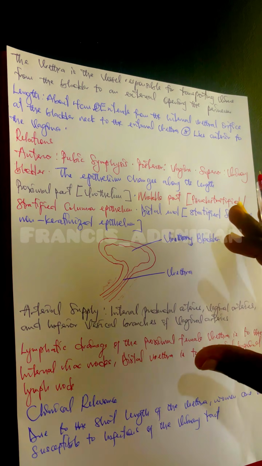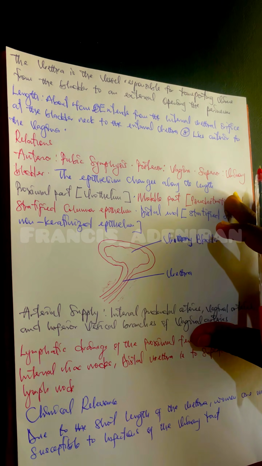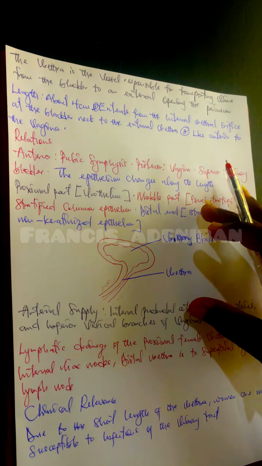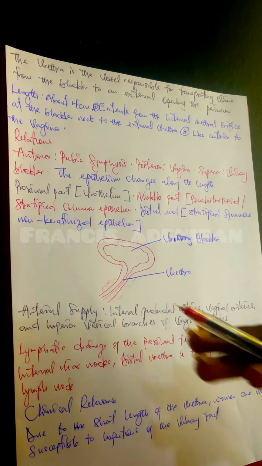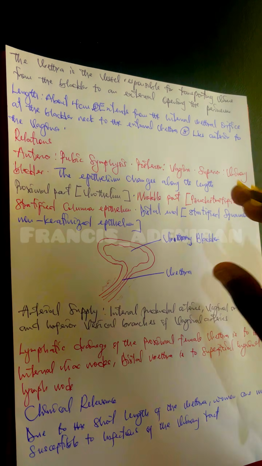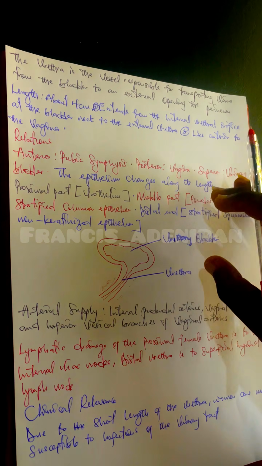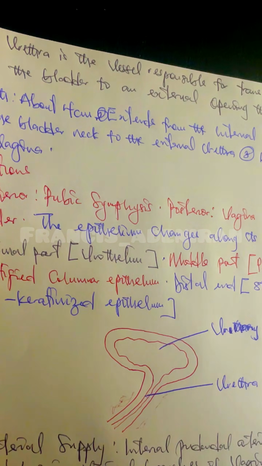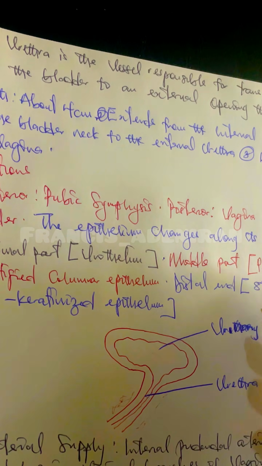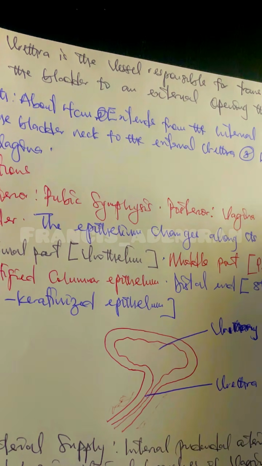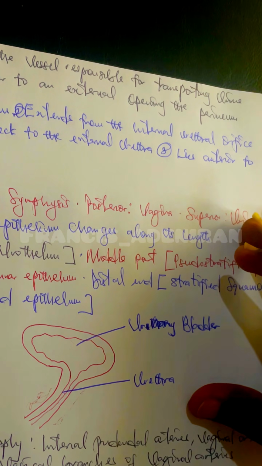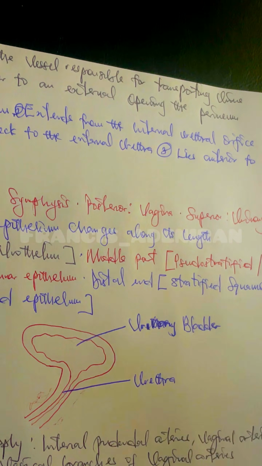Today's class will be on the urethra, but more specifically on the female urethra. Now, the urethra is the vessel that is responsible for transporting urine from the bladder to an external opening, the perineum. Let's talk about some key facts that you need to note about the female urethra. The first one is that its length is about 4 centimeters, and that it extends from the internal urethral orifice at the bladder neck to the external urethra. And the third one is that it lies anterior to the vagina.